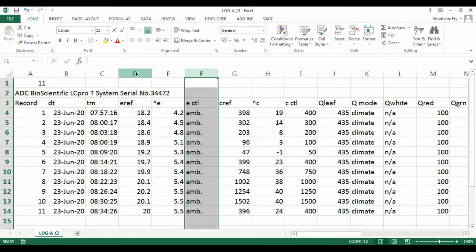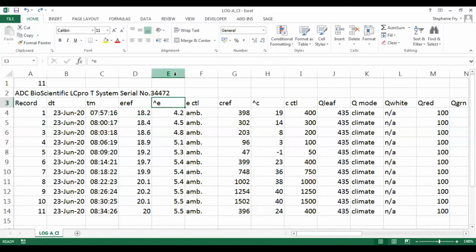This denotes water vapour. In column D we have E-ref, E-reference value. Here we were controlling E at ambient, which you can see in the third column. The values are given in millibars, so here 18.2 millibars to 20 millibars.